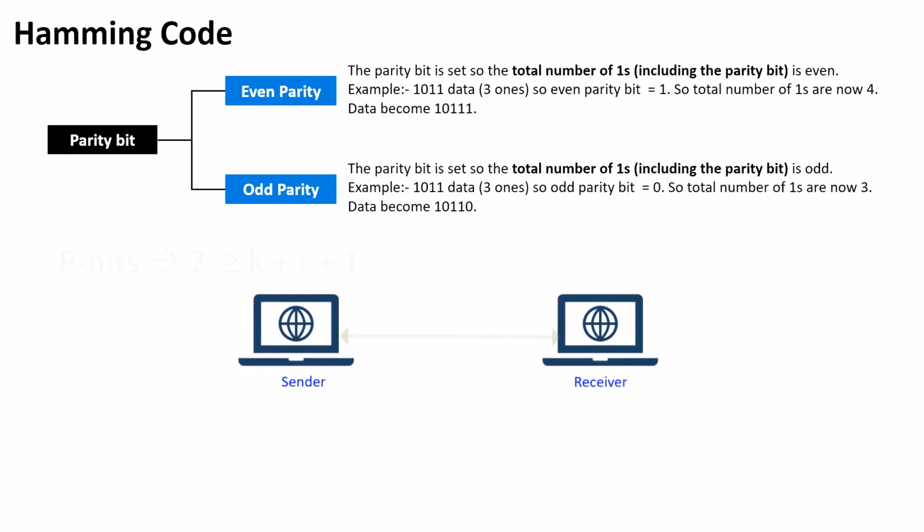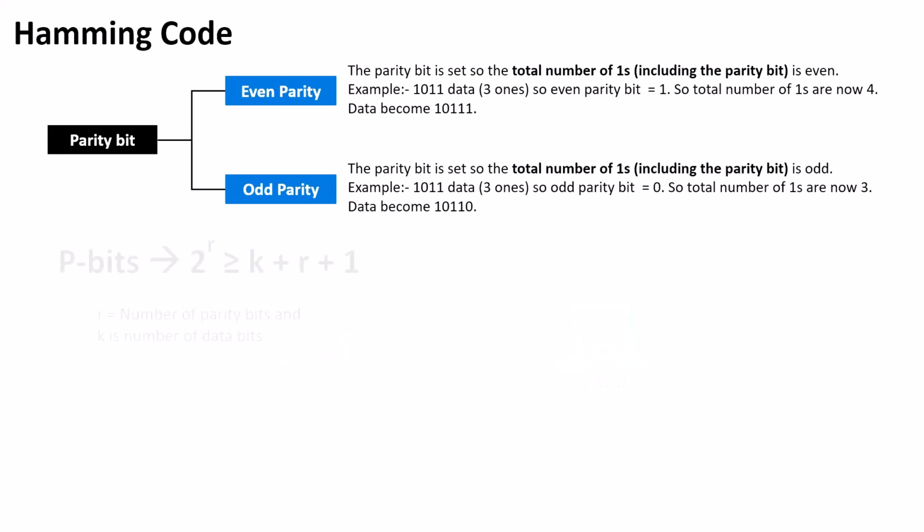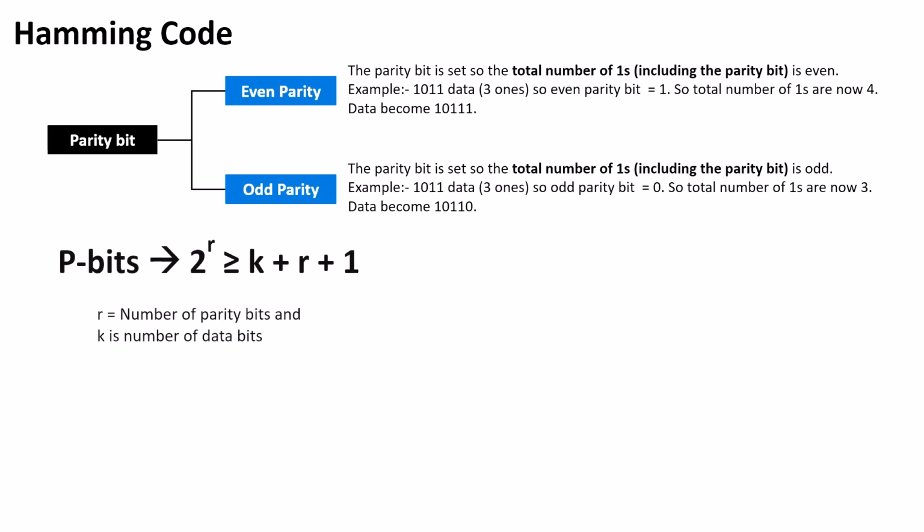Although there is no direction on which parity bit method to use, it is recommended that even parity is followed in industry. The only condition is that the sender and receiver both use the same parity bit method. Hamming code works on the principle of 2^r >= k + r + 1, where r is the number of parity bits and k is the number of data bits.